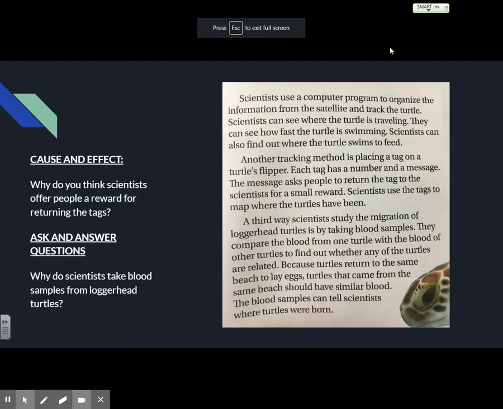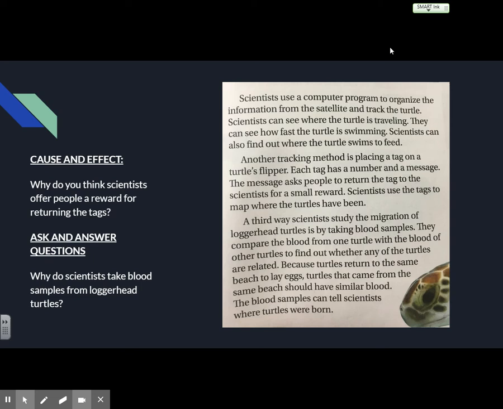It says, why do you think scientists offer people a reward for returning the tags? And then ask and answer question. Why do scientists take blood samples from loggerhead turtles? All right, so it sounds like there's going to be a lot of information in these next 3 paragraphs. So let's go ahead and start reading.